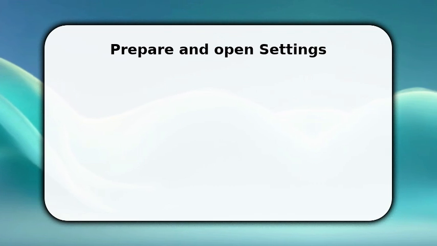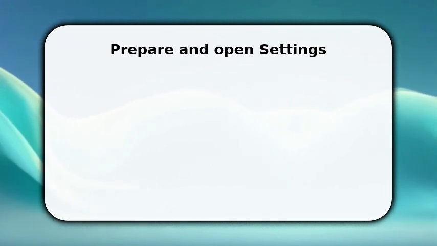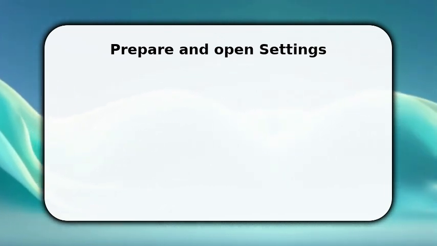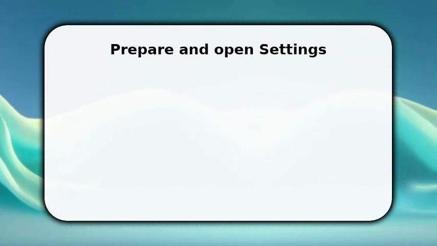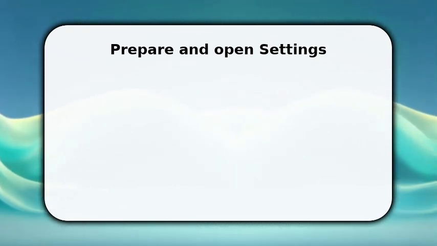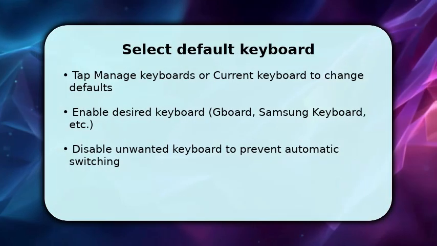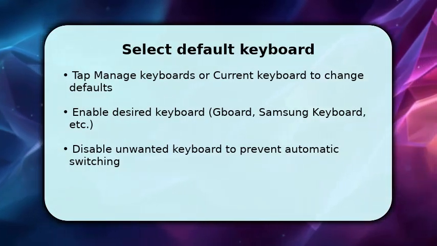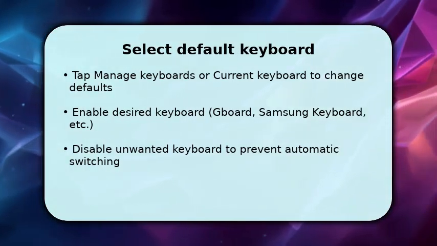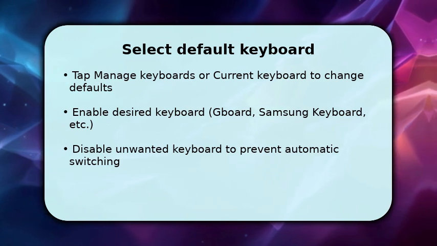You're starting the process because the keyboard list is where you enable, disable, or switch back to the normal keyboard you prefer. Now change the default keyboard. Tap Current Keyboard or Manage Keyboards to reveal options. You should enable the keyboard you want, Gboard or Samsung keyboard, by toggling it on.